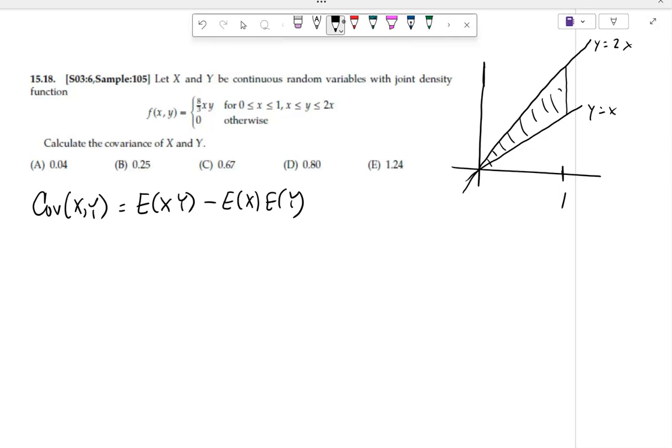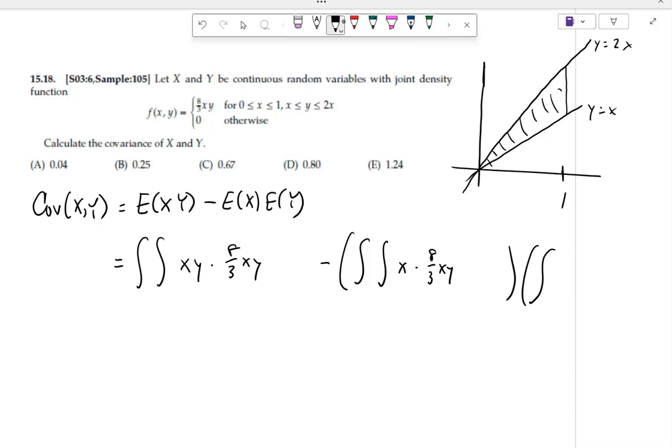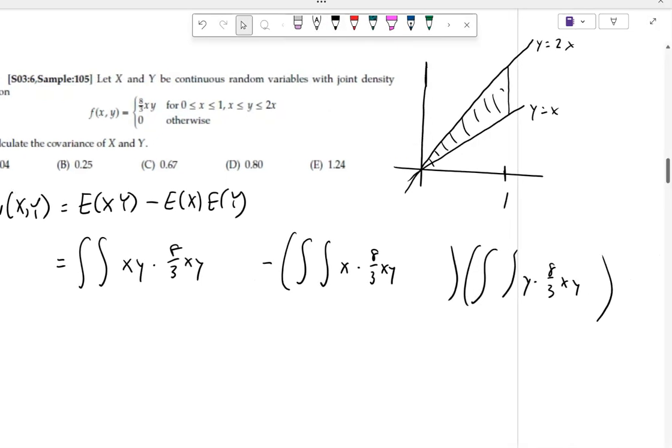I can still do these both with iterated integrals. So we can still write this down as an iterated integral of xy times 8/3 xy, and I'll come back with my bounds here in a second, minus my iterated integral for x times 8/3 xy, and my iterated integral for y times 8/3 xy. There's absolutely nothing that says to find the expected value of x or y, I have to find the marginal first. I don't have to do that.